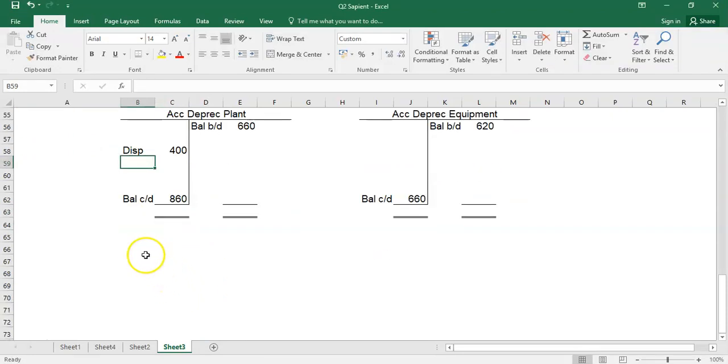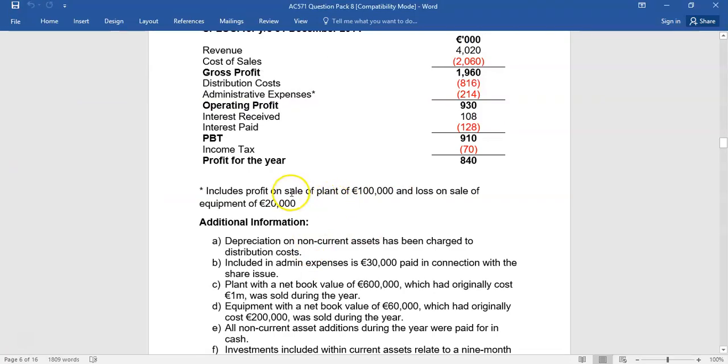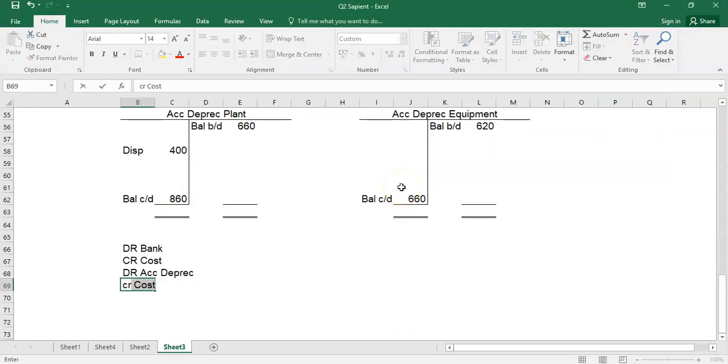Because remember what the debits and credits are. It will be debit bank, credit cost, debit accumulated depreciation. And then you're told the plant made a profit of 100,000, so it's credit SOPL 100. So it's trying to understand all the information that's given. Debits and credits are important here. You mightn't think it is because it's a cash flow, but to solve everything it is.